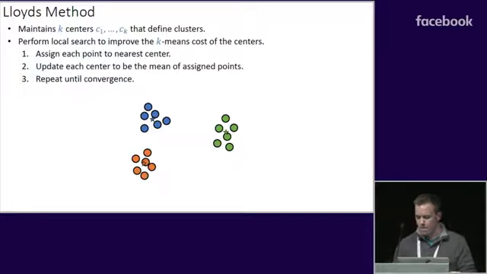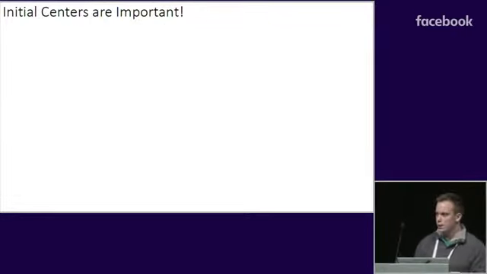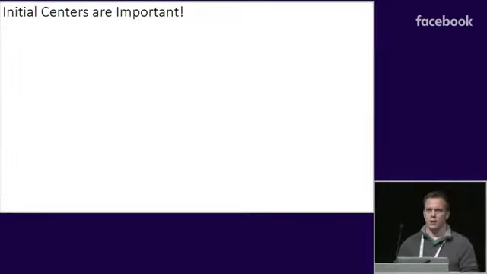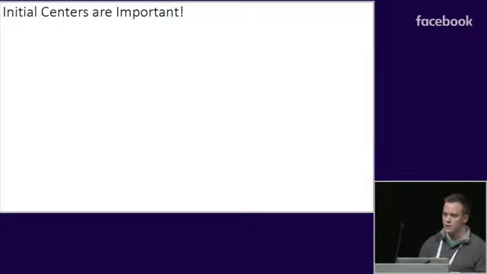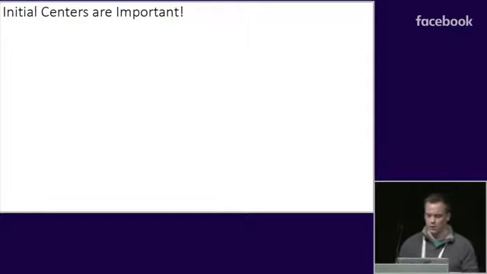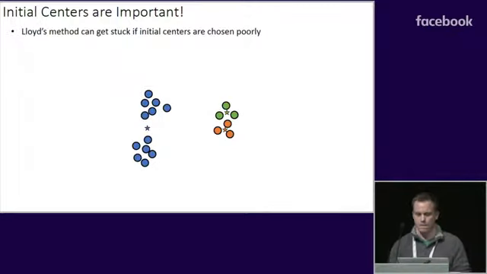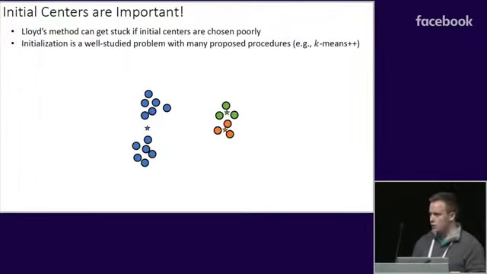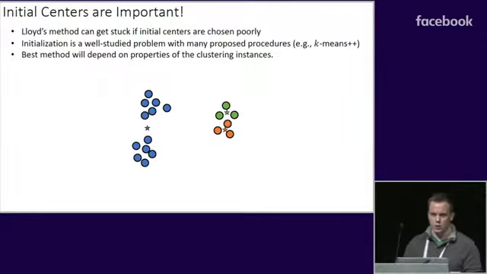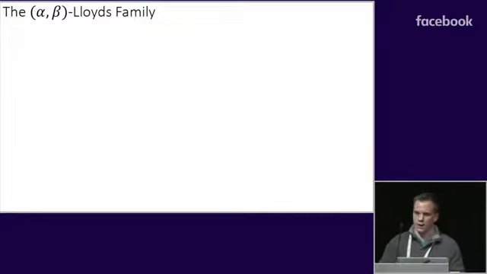So one of the main things that we generalize about Lloyd's method in our family is we give it a parameterized procedure for choosing the initial centers. The reason for focusing on this is that the initial centers used by Lloyd's method have a big impact on the clustering quality that you get. For example, if you accidentally put 2 initial centers in the right cluster, Lloyd's method will never recover from this. But of course, initialization is also a well-studied problem, and there are lots of different proposed procedures. And the best procedure to use for your specific clustering tasks will depend on properties of the clustering instances you're actually facing. So what does alpha-beta Lloyds actually do?